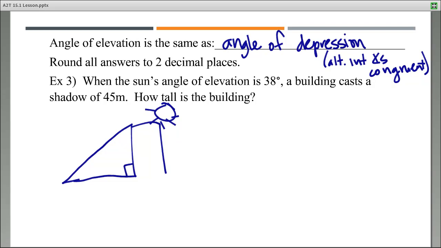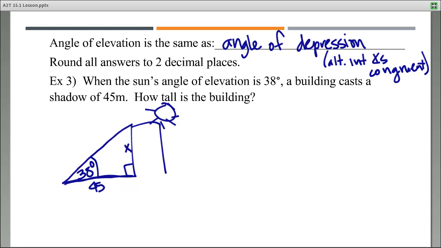Angle of elevation is you being down on the ground, looking up towards the sun. Don't ever look at the sun directly, right? But that's your angle of elevation. It's going to be this angle here. And it's casting a shadow of 45. The 45 is the horizontal here. And they're asking how tall the building is. So we want this side here.